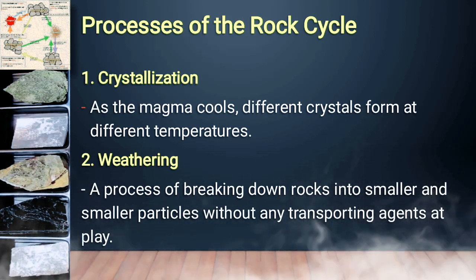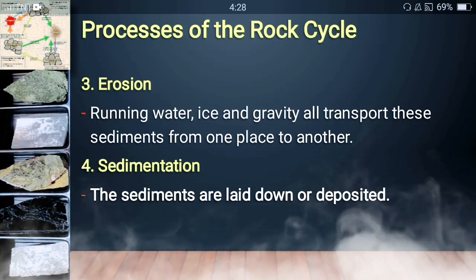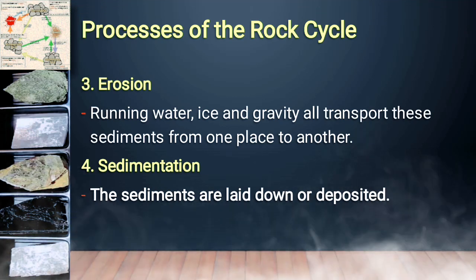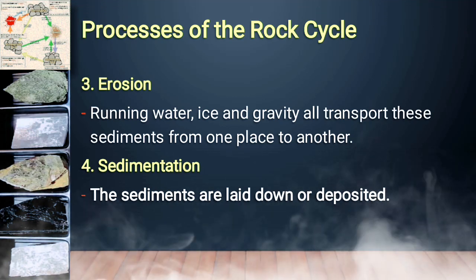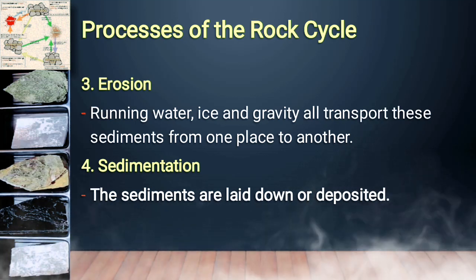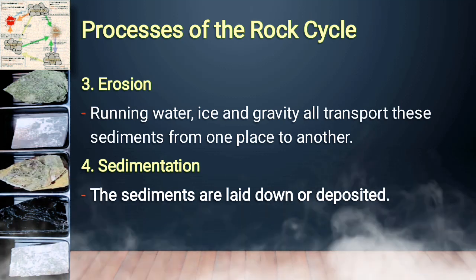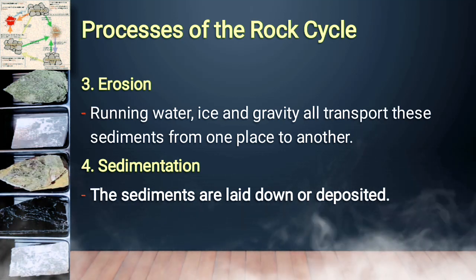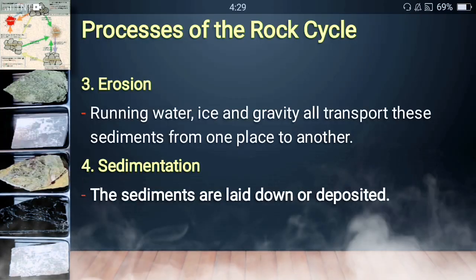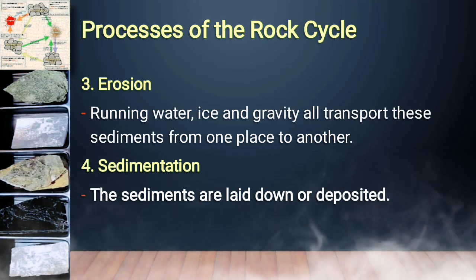Number 3, erosion. Erosion is the natural process of breaking down rocks into sand-like particles. Running water, ice, and gravity all transport these sediments from one place to another. Number 4, sedimentation. The sediments are laid down or deposited. Sediment is the constant deposition or settling down of small particles of sand and pebbles that are broken down from rocks.